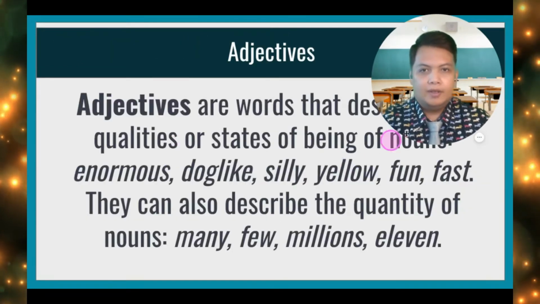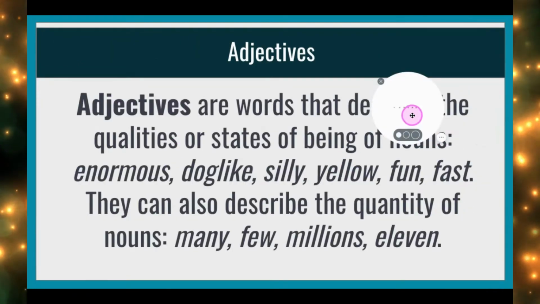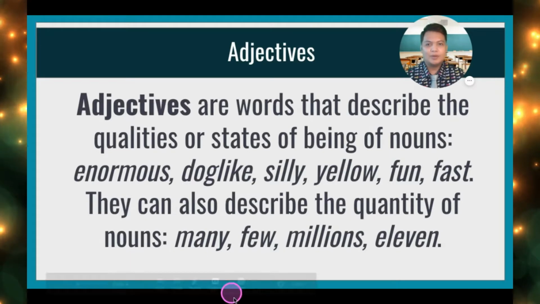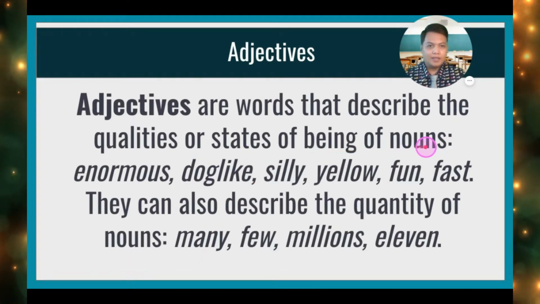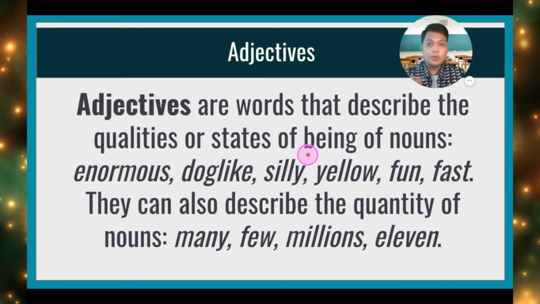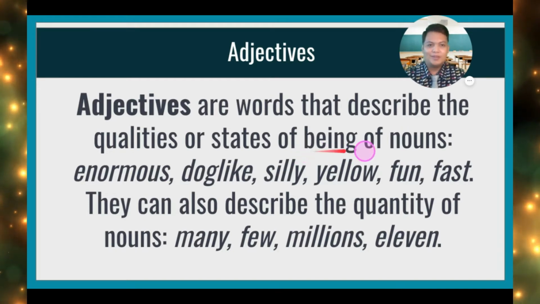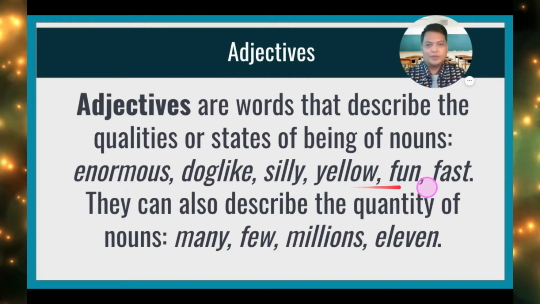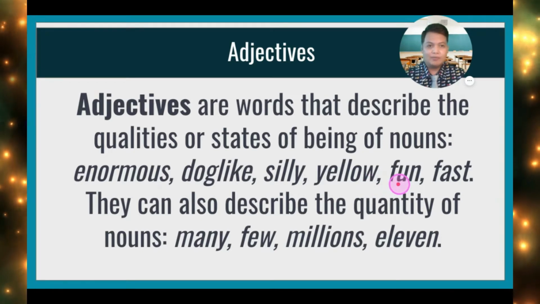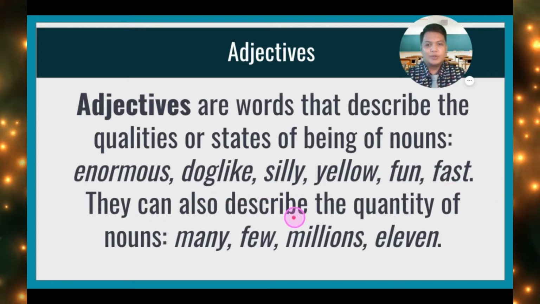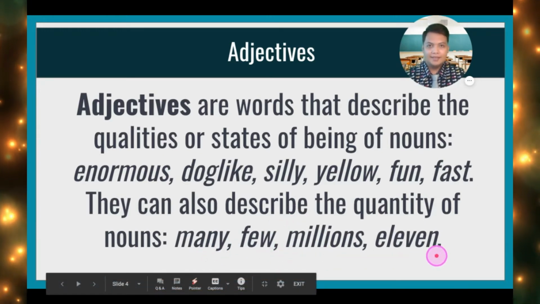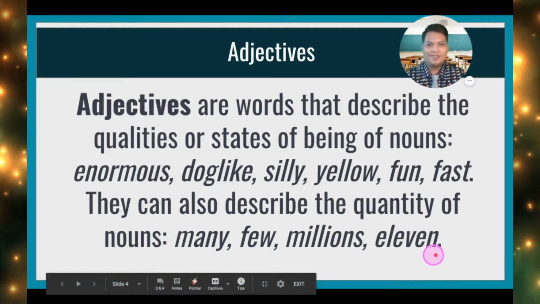Now, adjectives. So what are adjectives? Let me just minimize this and move our camera right over here. Adjectives are words that describe the qualities or state of being of nouns. Again, read with me. Adjectives are words that describe the qualities or states of being, for that matter, of nouns. We have some examples here: enormous, dog-like, silly, yellow, fun, and fast. They can also describe the quantity of nouns by saying many, few, millions, and a single number like 11 or 3 or 4. Things like that.